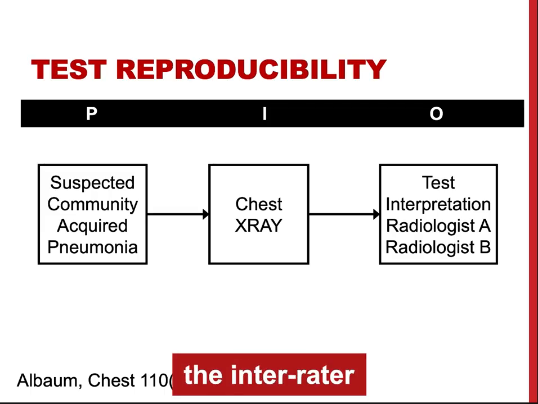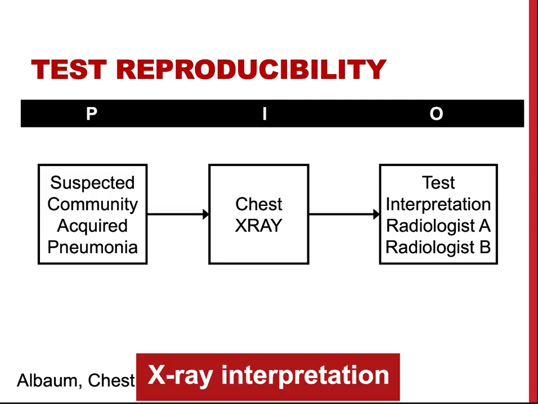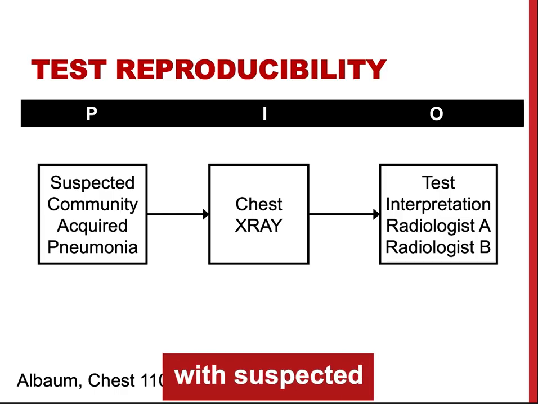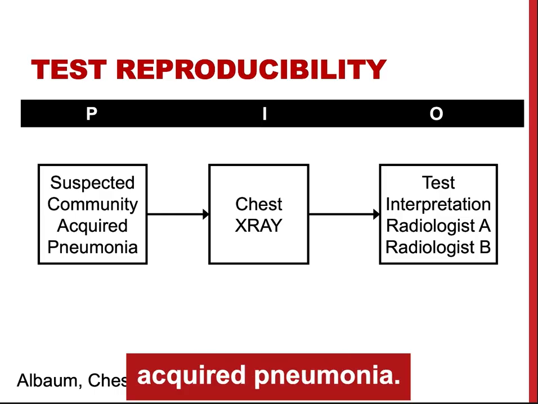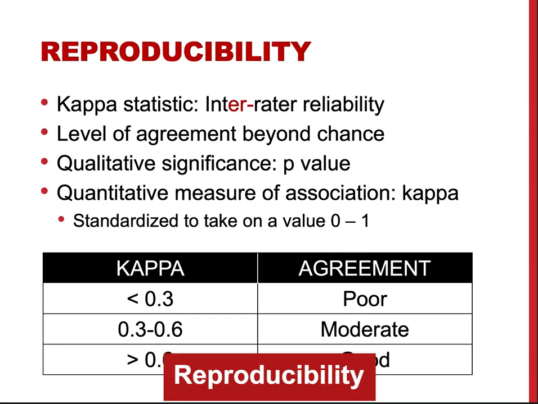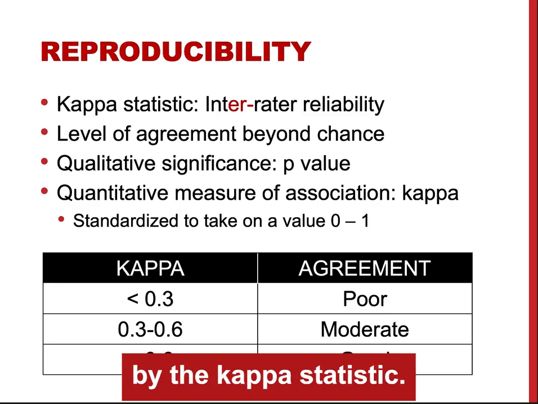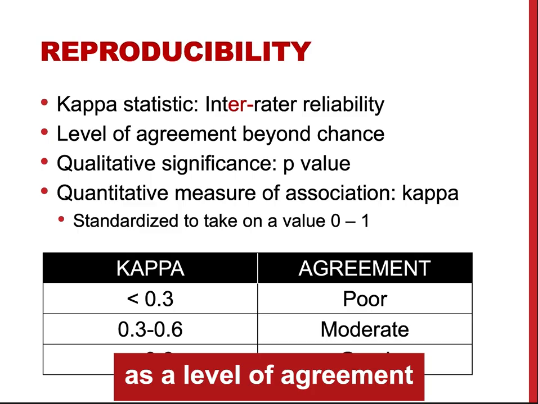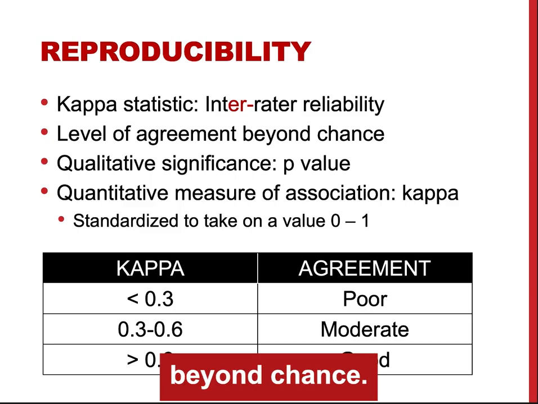This study assessed the inter-observer reliability of chest X-ray interpretation by 2 pediatric radiologists in a population of patients with suspected community-acquired pneumonia. Reproducibility is typically measured by the kappa statistic. The easiest way to understand kappa is to think of it as the level of agreement beyond chance.